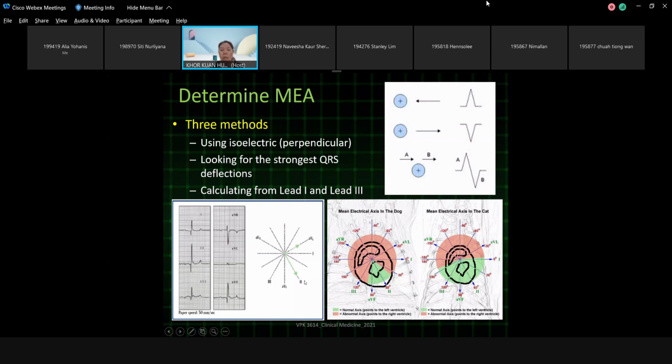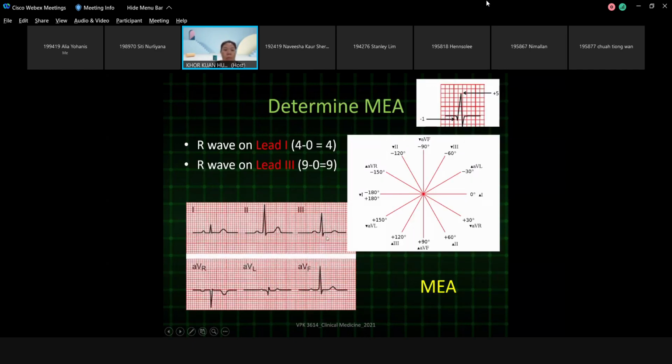Now there's one more calculation which is much more accurate. It will give you the degree of deflection. So you need to calculate from lead 1 and lead 3. How do we do that? Let's look at lead 1 and lead 3. You look at the R wave. No, this is not the R wave. P, Q, R. You look at the R wave in lead 1 and lead 3.